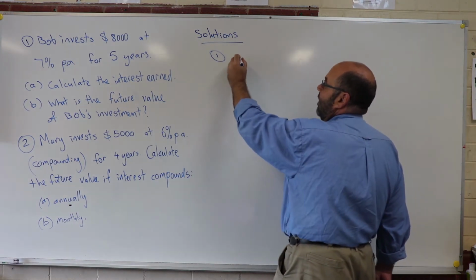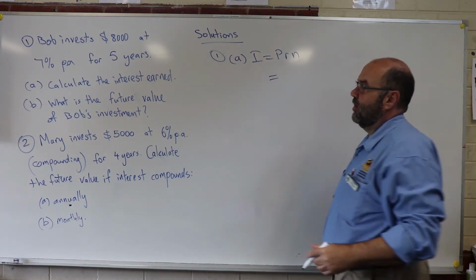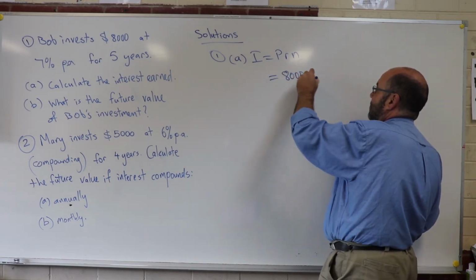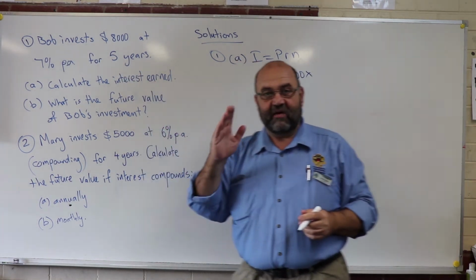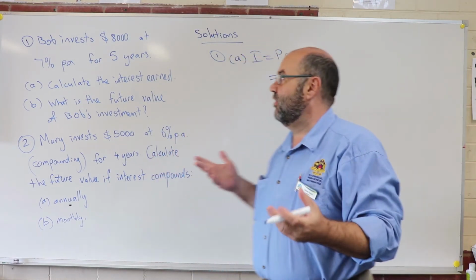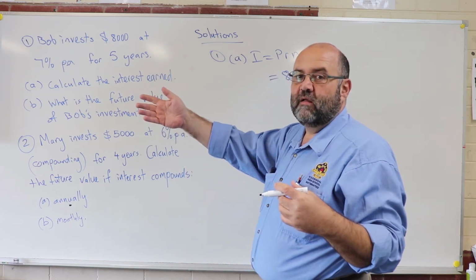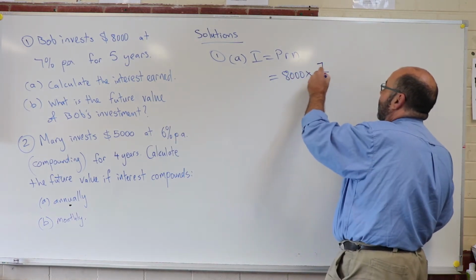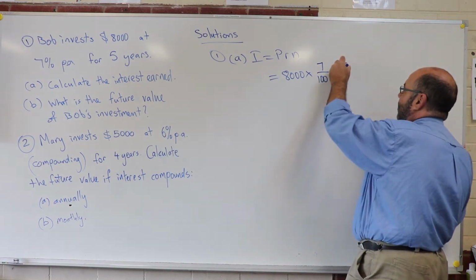Well, we know that I equals PRN. Our P is 8,000. Our rate is 7%, but we can't write 7% as a percentage. We've got to write it as a fraction or a decimal. Nice and simple, changing a percentage to a fraction, we just write the number over 100. That's 7 over 100. And our N, our number of years, or our number of terms, is 5 years.